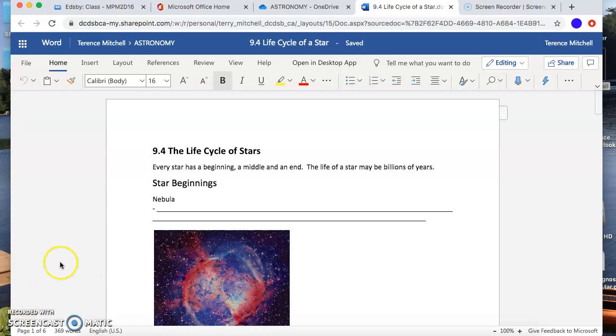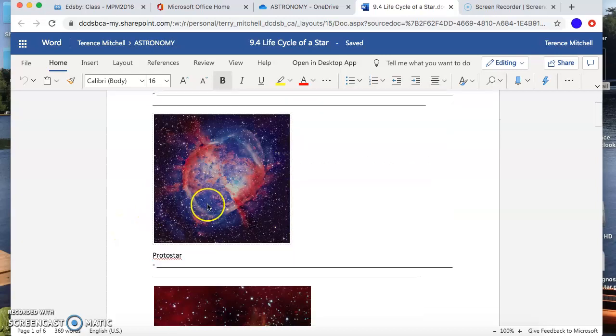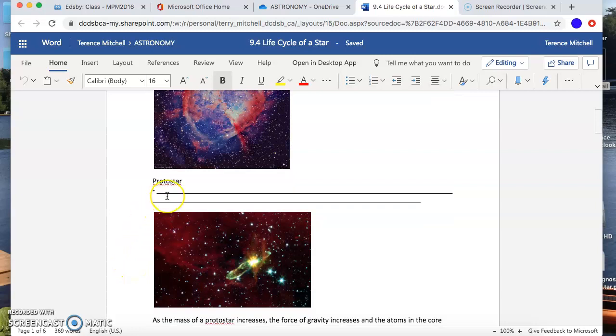Changing today's notes up a little bit, I left a few blanks that I'm going to have you go and find yourself. So the star begins as a nebula. You can research that, Google it, whatever, and write in your own definition of a nebula. As you can see, very beautiful. And likewise, the next step would be the protostar, so I'll let you fill that blank in as well.